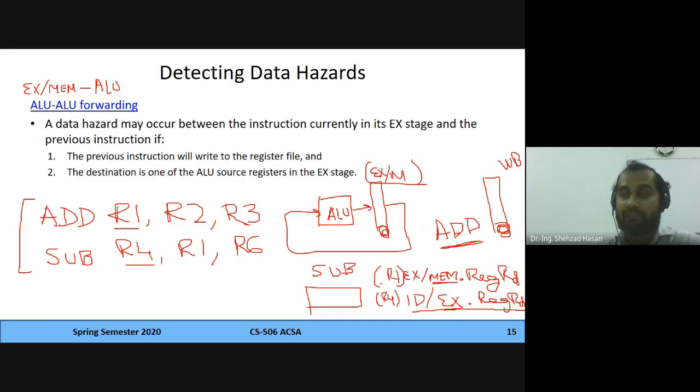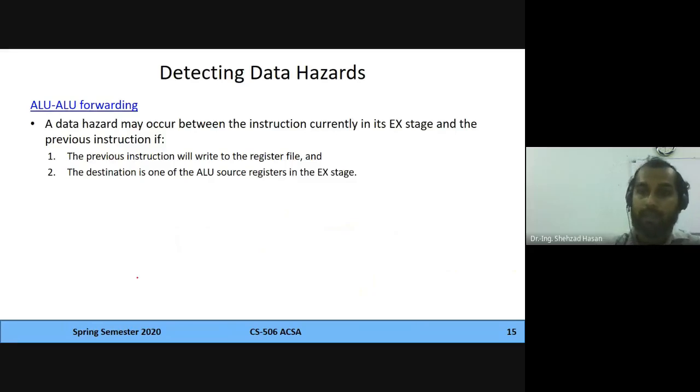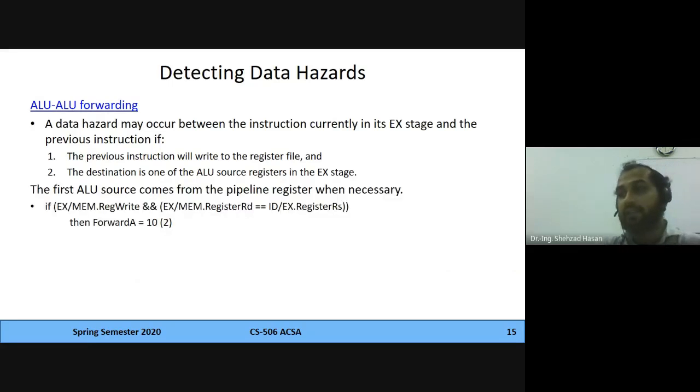Okay. So if you have this convention in your mind, then the only thing that we need to check in order to know whether to forward or not to forward is that RDs of the previous one should match RS or RT of the instruction which is currently in the execution stage. Okay. So I'm going to clear this here. Now, once we have this, I'm going to just come to the conclusion. This is the sequence that we have to check.